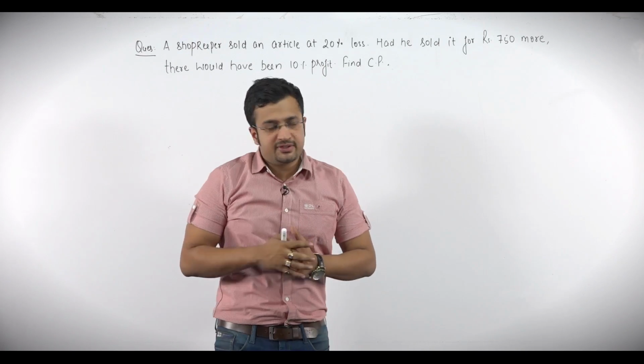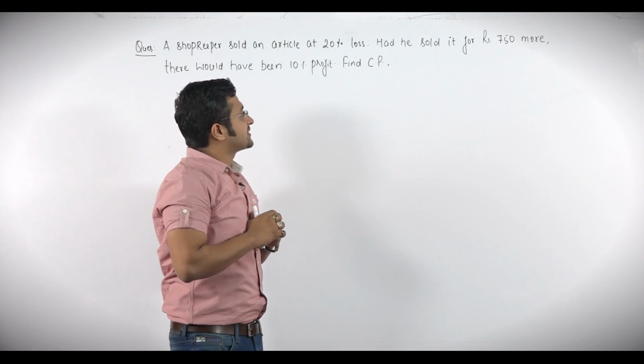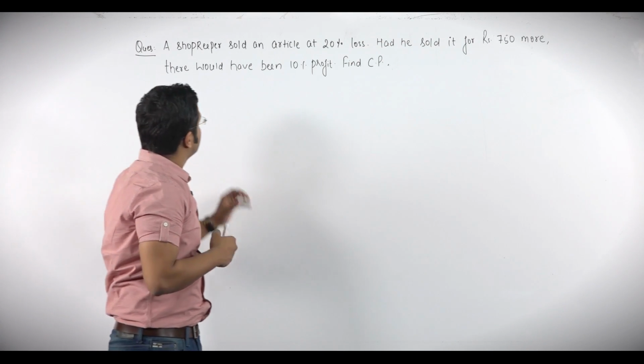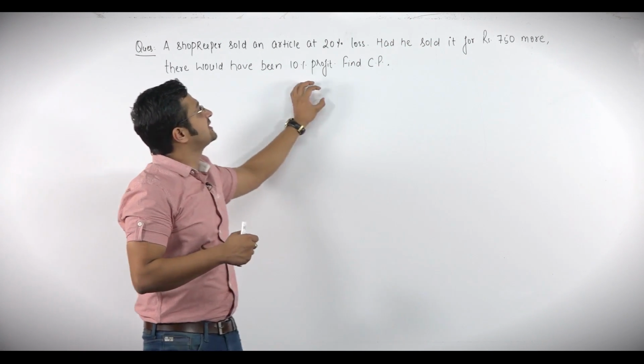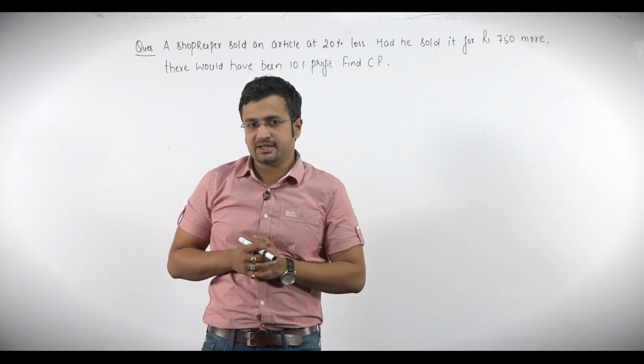So our next question is, a shopkeeper sold an article at 20% loss. Had he sold it for rupees 750 more, there would have been 10% profit to the shopkeeper. What is the cost price of the article?